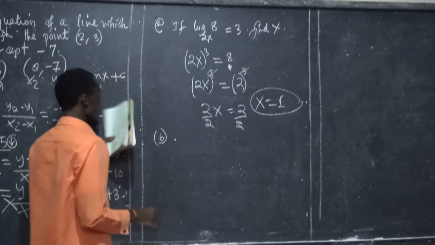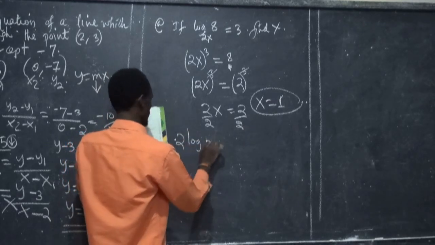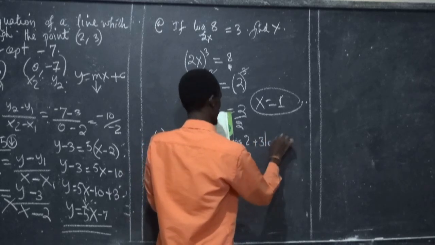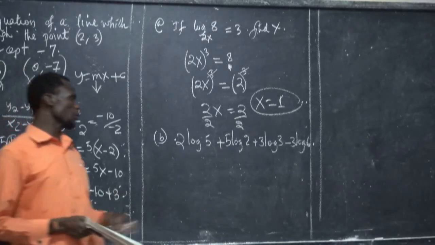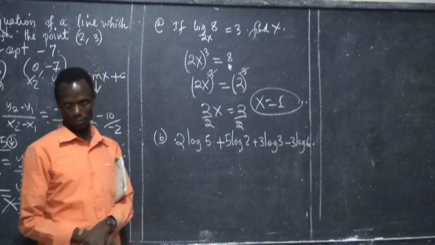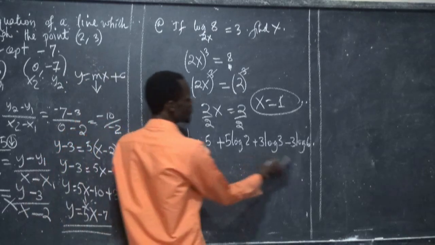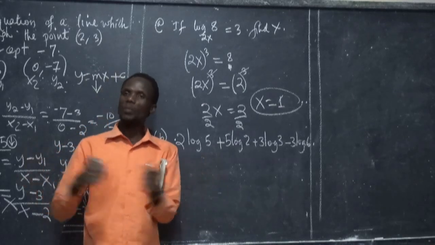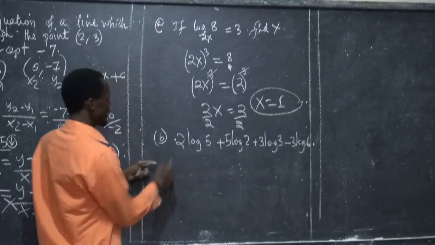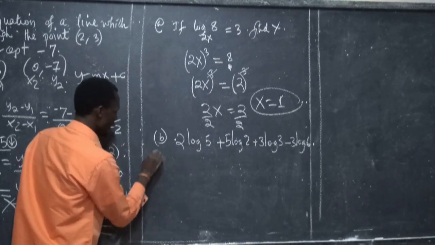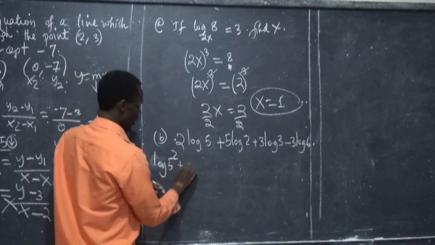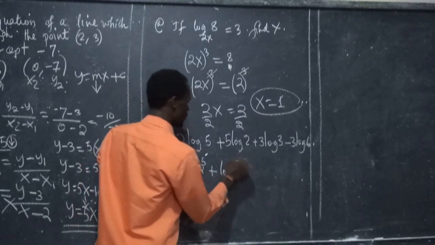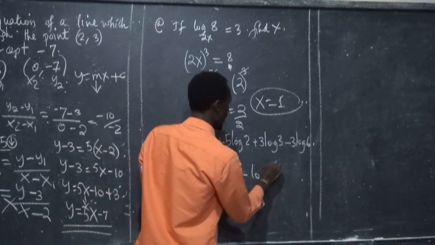Then part b is saying: simplify 2 log 5 plus 5 log 2 plus 3 log 3 minus 3 log 6. To simplify this is not a problem. But all in all, you have to understand that all these logs have a common base. All of those are base 10, so you can use the logarithm laws. Now we say it is log of 5 power 2, plus log of 2 power 5, then plus log of 3 power 3, then minus log of 6 power 3.